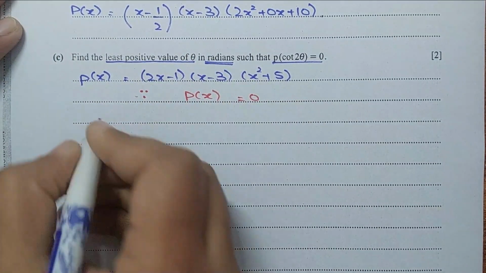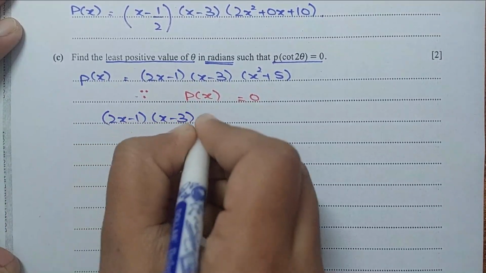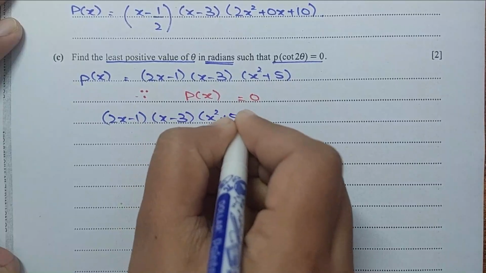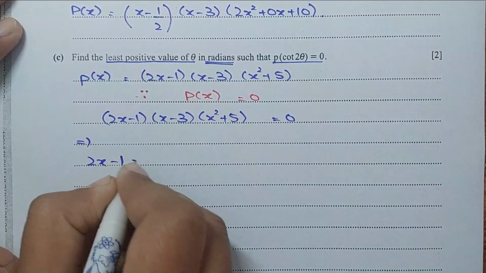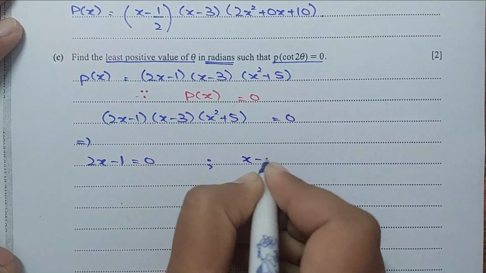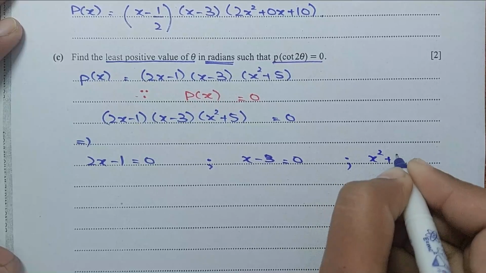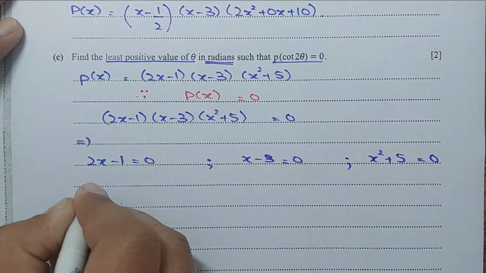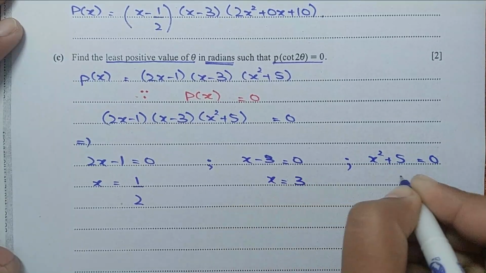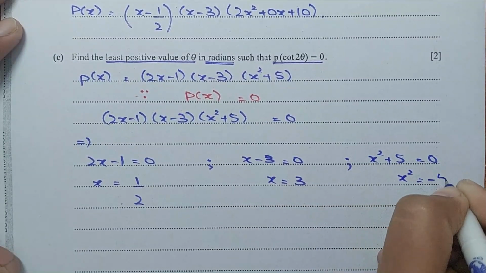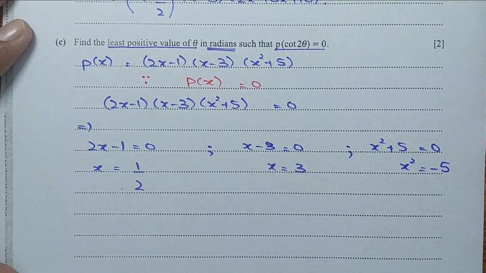When p of x equals 0, it means (2x minus 1)(x minus 3)(x squared plus 5) should be equal to 0. All the factors are separately equal to 0. 2x minus 1 equals 0, x minus 3 equals 0, and x squared plus 5 equals 0. Now from here the x value is 1 by 2, here the x value is 3, and here x squared is negative 5. When x squared is negative 5, then we have no solution from here.